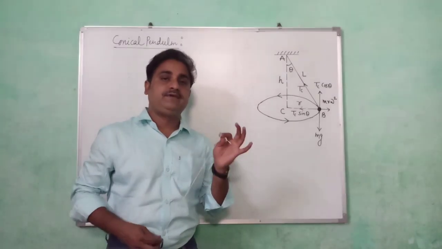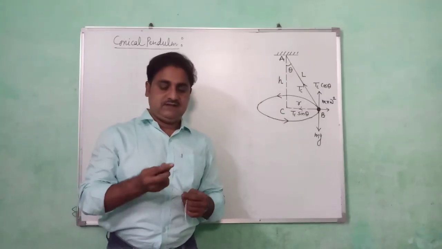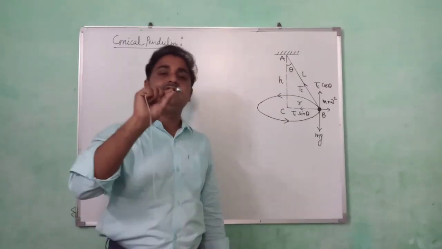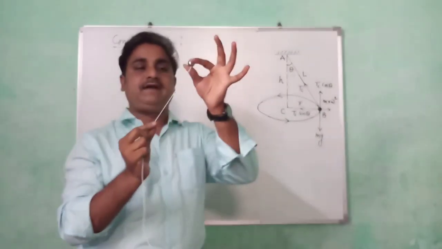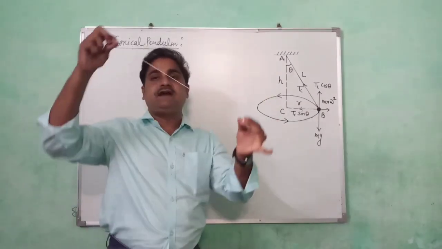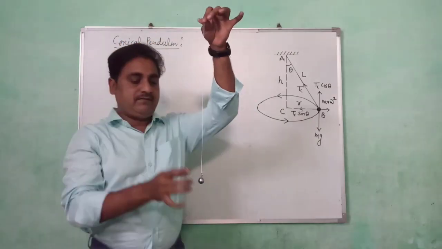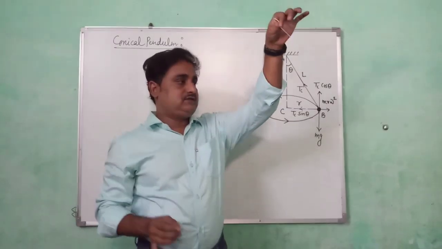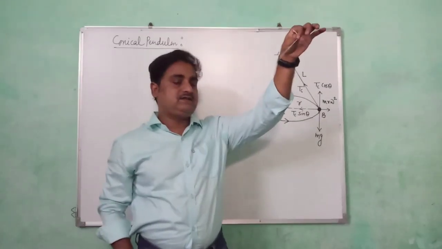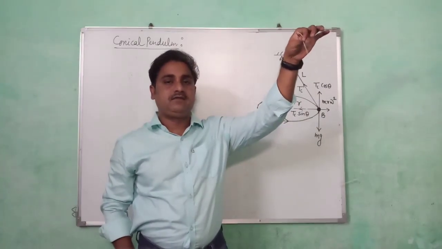What is the simple pendulum? See, the simple pendulum consists of this spherical metallic bob. This heavy metallic bob is suspended with a light string, and when it vibrates in this vertical plane, this is called a simple pendulum.